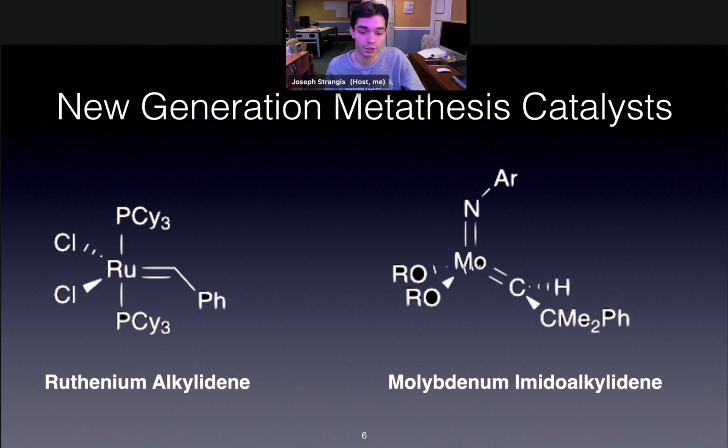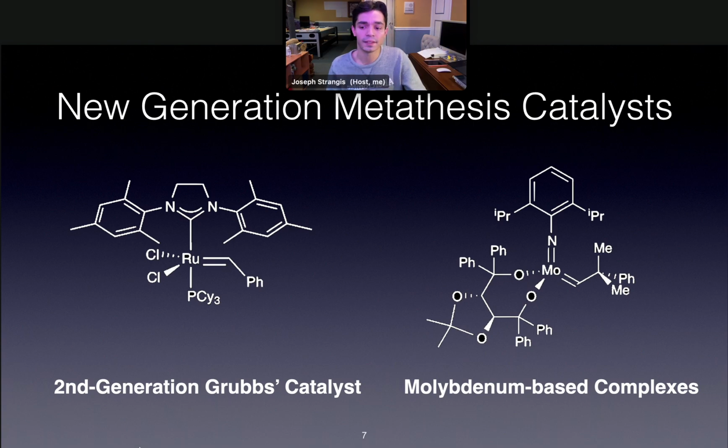it is known that the dissociation of the PCy3 ligand from the ruthenium core is crucial in allowing the alkene molecule to coordinate prior to metallocyclobutane formation, the intermediate we saw earlier. And this gave light to the identification of the second generation Grubbs catalyst, which just basically replaced one of the PCy3 ligands with a bis-mesityl NHC ligand.